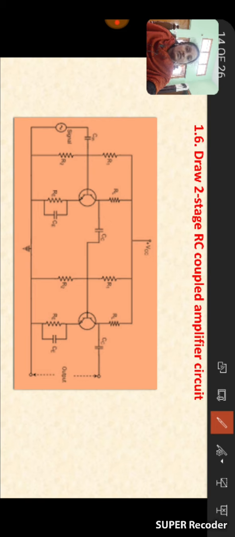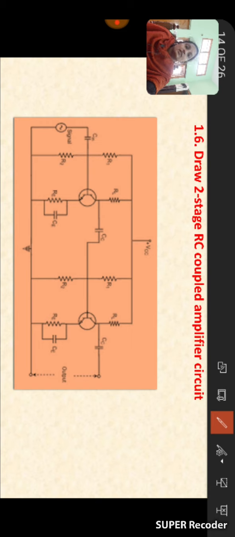Input capacitor is used to connect the input signal to the base of the transistor 1. The coupling capacitor is used to connect the output of the first stage to the input of the next stage. And the output capacitor is used to collect the outputs through this capacitor only.